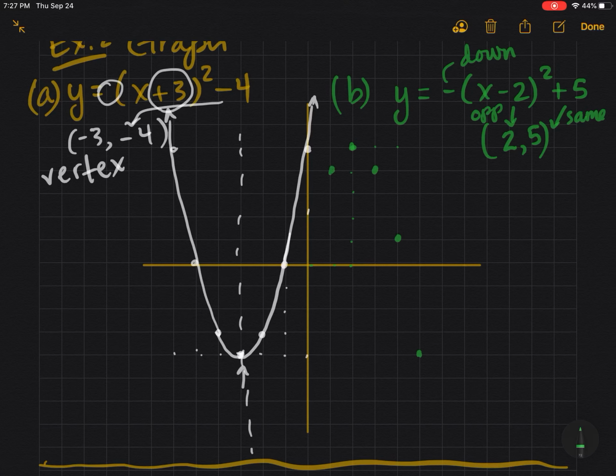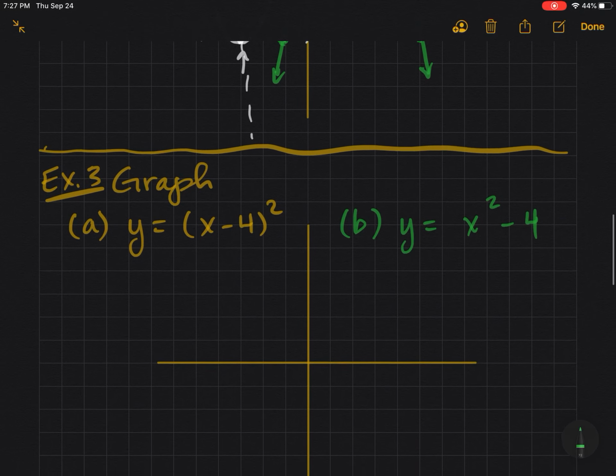1 squared is 1. 2 squared is 4. 3 squared is 9. And now I make the same shape but open downward. Hopefully you do remember learning about parabolas in algebra. So it's just that easy to graph a parabola.